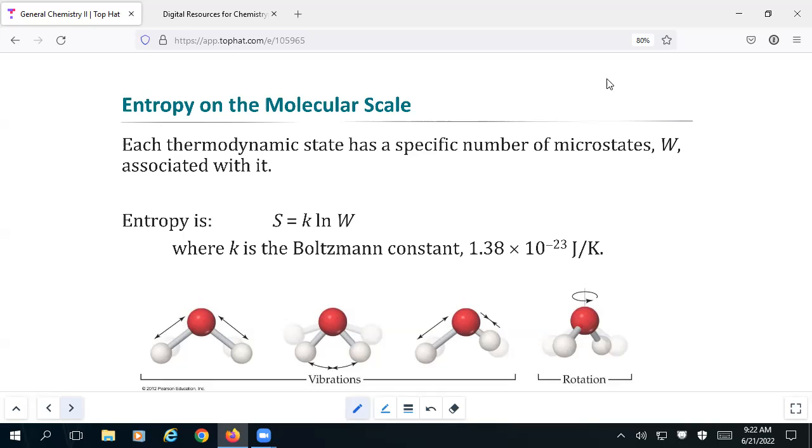And as you might imagine, if we have a sample that is bigger than eight molecules, this number is going to be large. The value of W is going to be significantly large. The Boltzmann constant is 1.38 times 10 to the negative 23rd joules per Kelvin. And if we take that constant and multiply it by the natural log of the number of microstates, that is going to give us the entropy of that system.